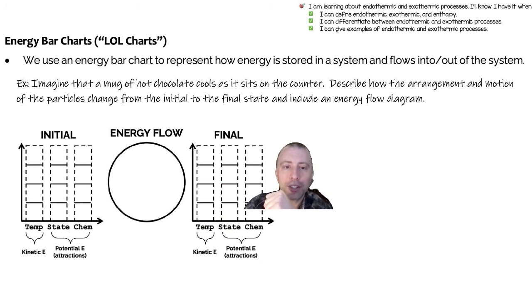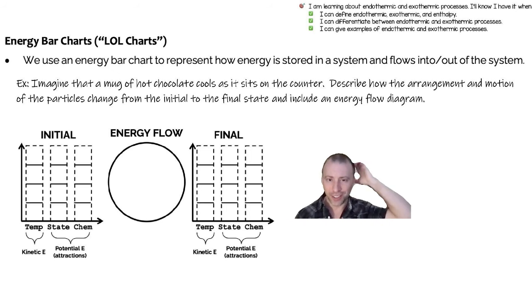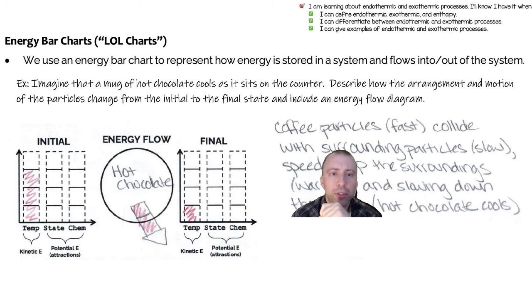And the key is that the actual amount of boxes you shade doesn't really matter as long as you're just consistent. We're just trying to get a picture representation in our minds. So an example will follow. So imagine we have a cup of hot chocolate that's sitting on the counter. Describing how the arrangement and motion of the particles from the initial to the final state and how the energy flows is much easier with this LOL diagram.